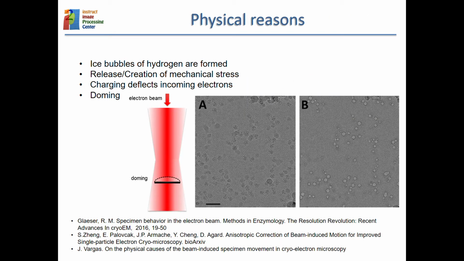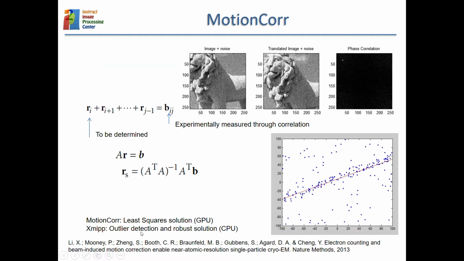And here are some other reasons: that there are ice bubbles of hydrogen that are formed, the release and creation of mechanical stresses, the charging that may deflect the incoming electrons. There is a doming probably of the sample and the ice of the sample under the electron beam, and this doming may be caused by possible inhomogeneities of the electron beam. And here you have a number of papers that you may consult for this.